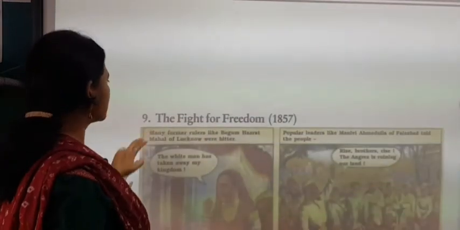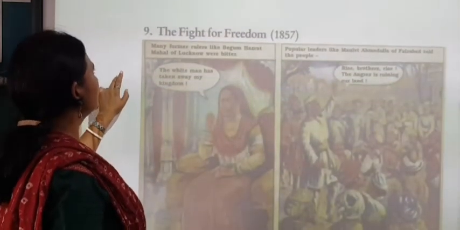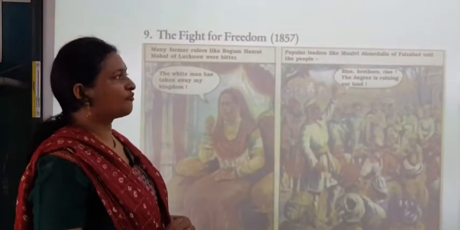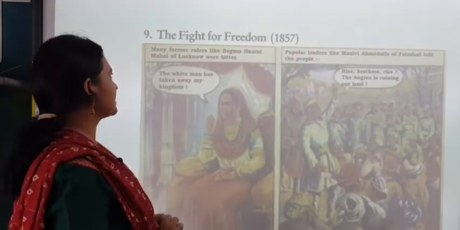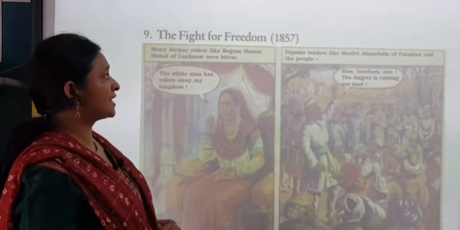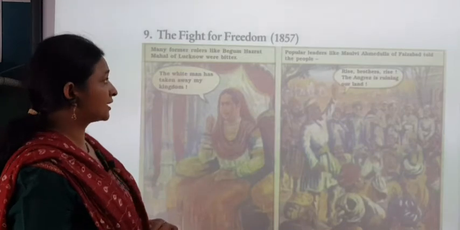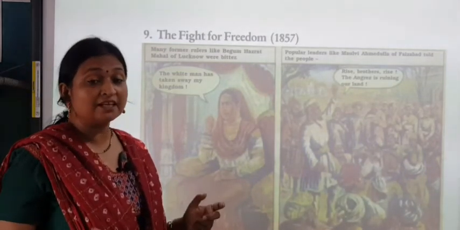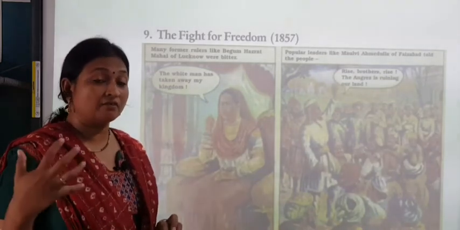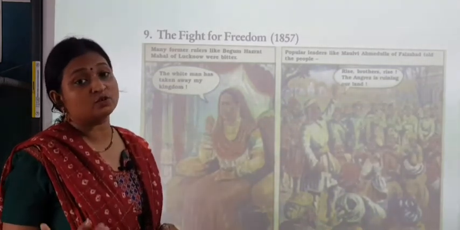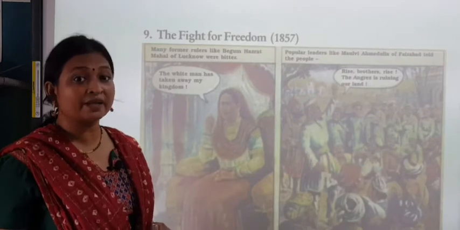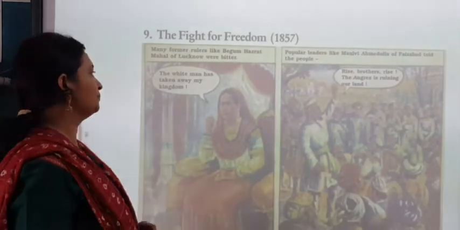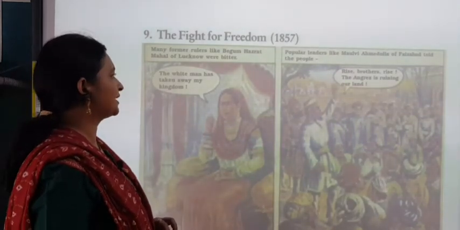And this is the last part of this picture story, that is the fight for freedom 1857. Many former rulers like Begum Hazrat Mahal of Lucknow were bitter. Okay, they were not only a handful, there were many who were having a very bad feeling towards the Britishers, because they knew that they were taking advantage of them. The white man has taken away my kingdom.